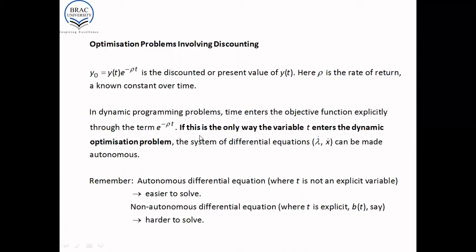If this is the only way the variable t enters the dynamic optimization problem, the system of differential equations, lambda dot and x dot, can be made autonomous. Now, why would we wish to make a system autonomous? It is because autonomous differential equations, where t is not an explicit variable, are easier to solve. Whereas non-autonomous differential equations, where t is explicit, for example b of t, are harder to solve. So we always prefer to have differential equations which are autonomous and can be solved in an easier fashion.